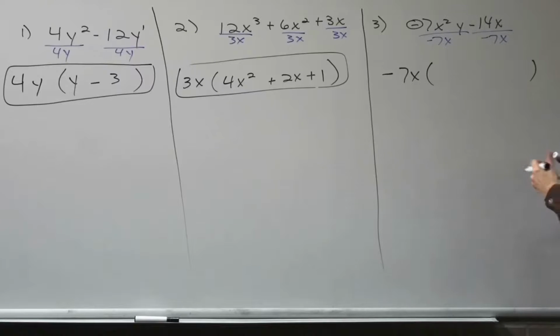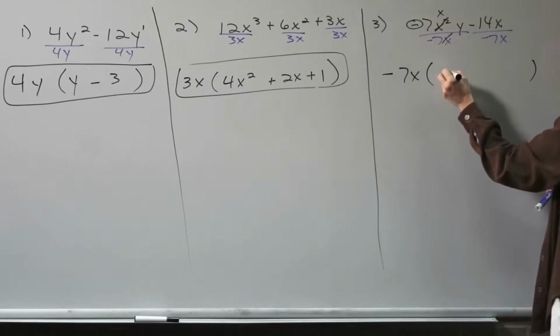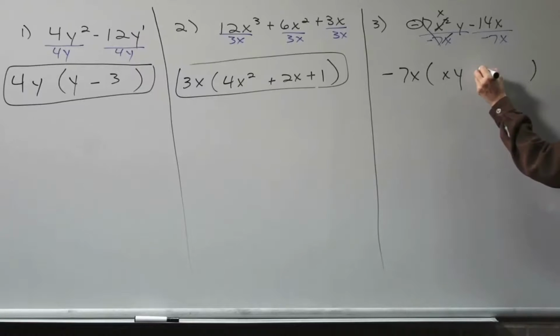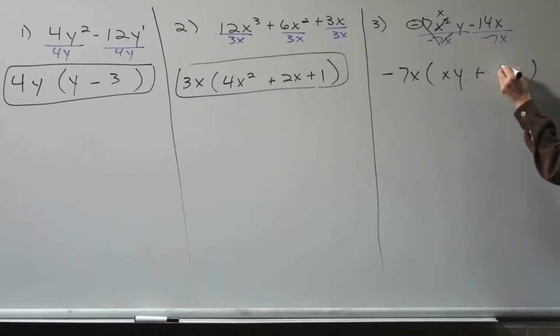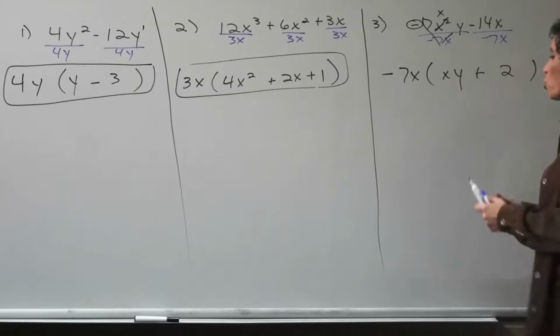Negative divided by a negative is a positive. One of the x's goes, and we get x y, because the 7's go. We get x y. Negative divided by a negative is a positive. 7 goes into 14 twice. Good night, x's. So now you're done. And of course, you can multiply to make sure you're correct.